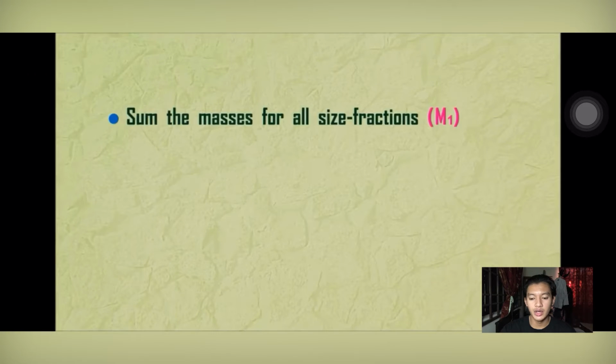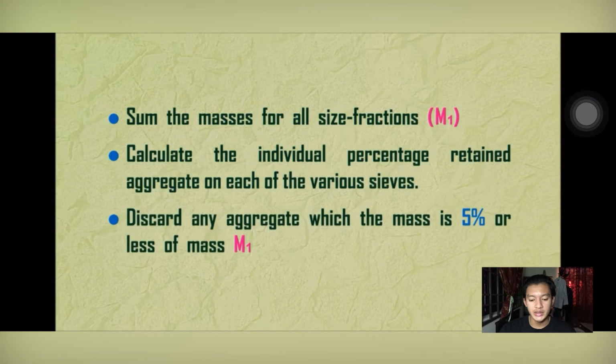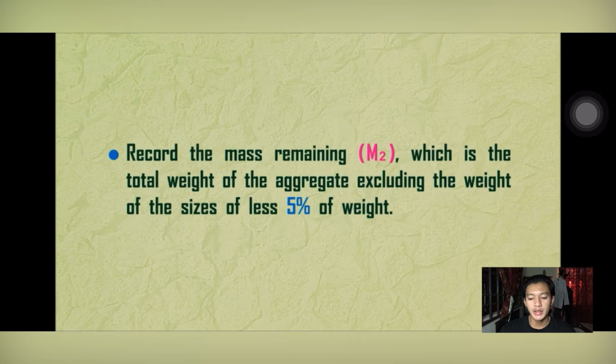Sum the mass for all size fraction M1. Calculate the individual percentage retained aggregate on each of the various sieve. Discard any aggregate which the mass is 5% or less of mass M1. Record the mass remain M2, which is the total weight of the aggregate exclude the weight of the size of less 5% of weight.